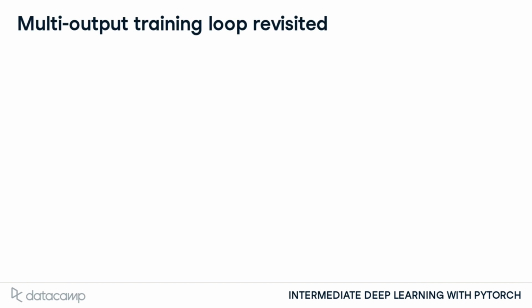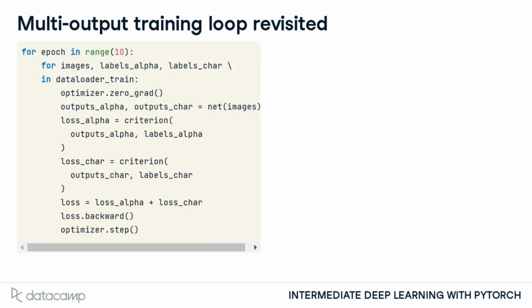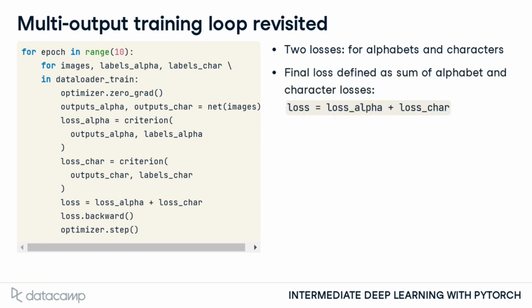Let's now take a look at the training loop for our last model predicting characters and alphabets. Because the model solves two classification tasks at the same time, we have two losses, one for alphabets and another one for characters. However, since the optimizer can only handle one objective, we had to combine the two losses somehow. We chose to define the final loss as the sum of the two partial losses.